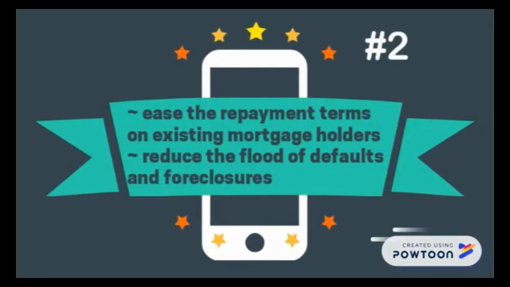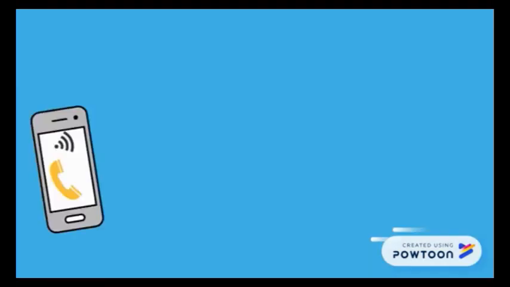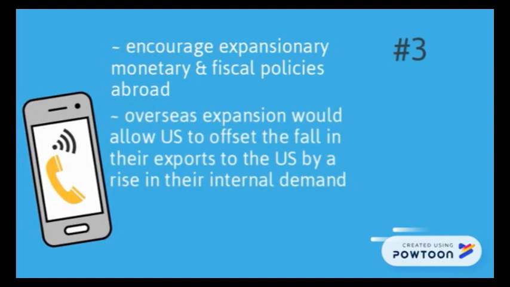Second, ease the repayment terms on existing mortgage holders, to reduce the flood of defaults and foreclosures that will otherwise occur. Third, encourage expansionary monetary and fiscal policies abroad, so that the decline in U.S. consumer spending is smoothly offset by a rise in spending in other countries. This overseas expansion would allow those countries to offset the fall in their exports to the U.S. by a rise in their internal demand.